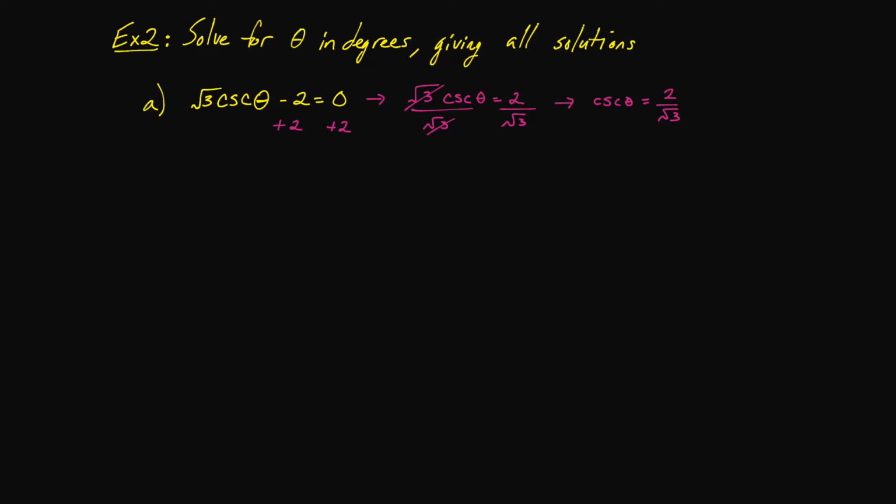And we're not done yet. We're going to keep going, because we can't use cosecant the way it is. It's a reciprocal of our sine function. So sine theta equals root 3 over 2. Now this is something we can use, something we're more used to.